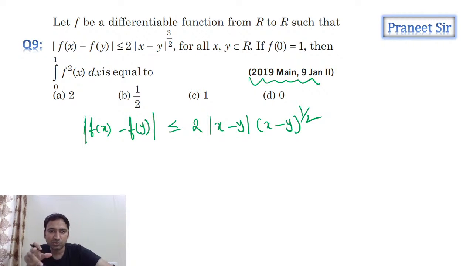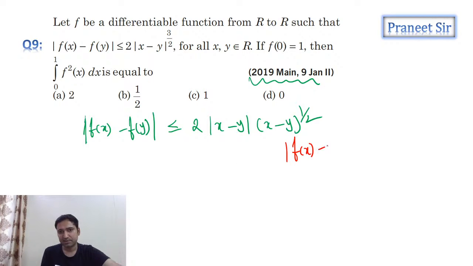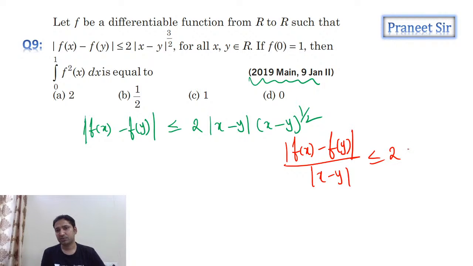Okay. So take this x minus y to the other side. If you take this x minus y to the other side, mod f of x minus f of y by mod x minus y is less than or equal to 2 times (x minus y) whole power 1 by 2. This is what we're getting.